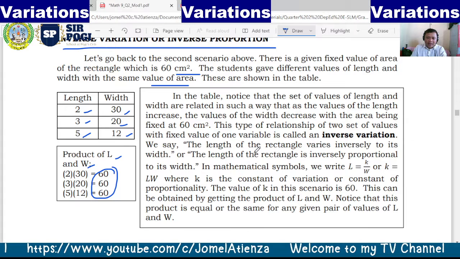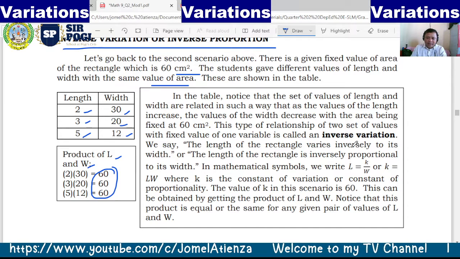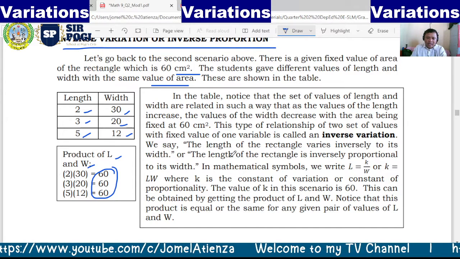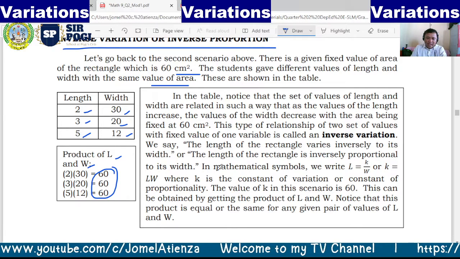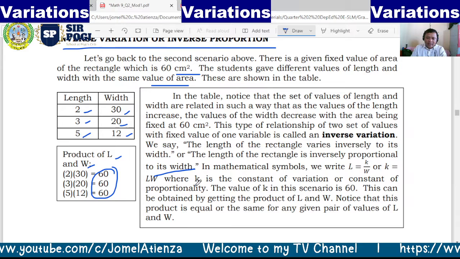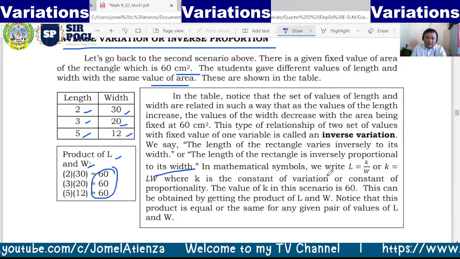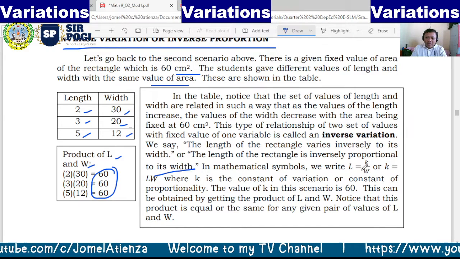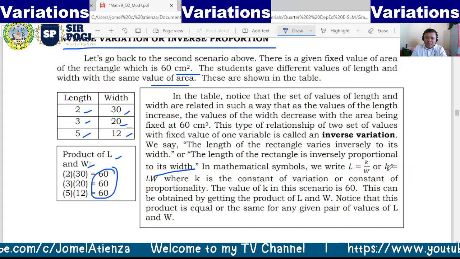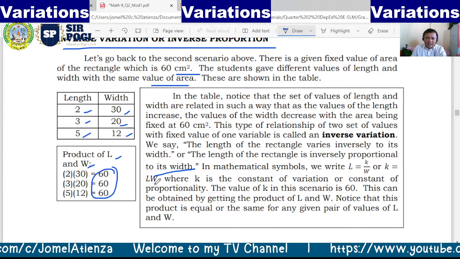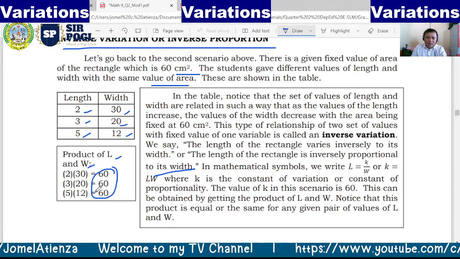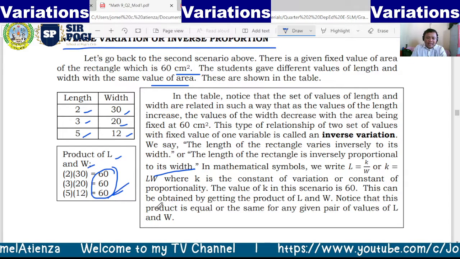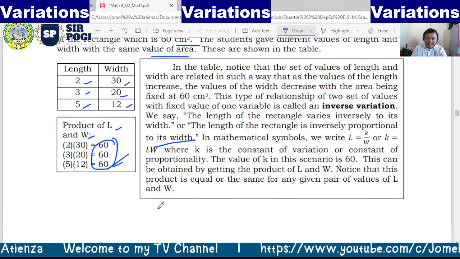So the length of the rectangle varies inversely to its width, and the length of the rectangle is inversely proportional to its width. The mathematical symbols: L is equal to k over W, or k is equal to LW. So therefore, lahat ng yon ay equal to 60.